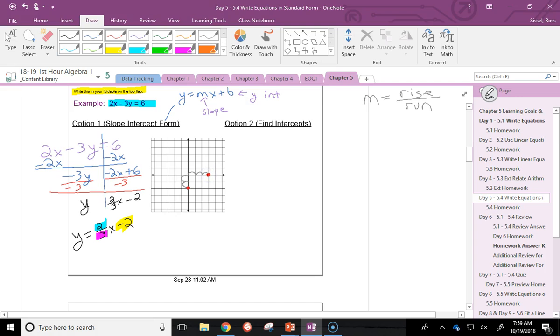Can I do another point? Yeah, I can continue doing this now that I have the slope. I can go forever. 1, 2, 1, 2. It's going to go off the chart, so it's going to go over here somewhere. I could go back to the original one and go opposite: down 2, left 3. Remember your slope, if I flip it to the negative, it's just going to go on the other side.